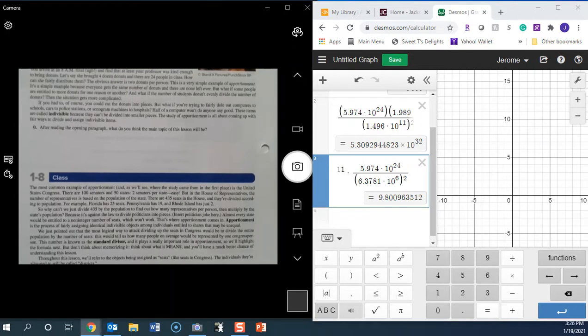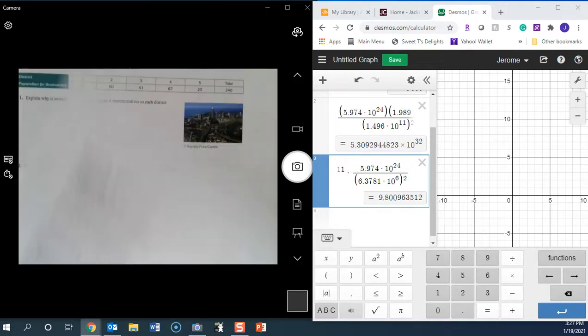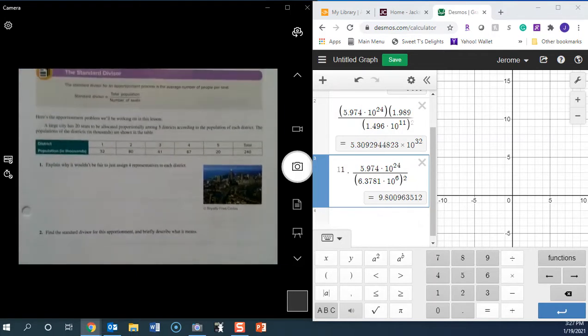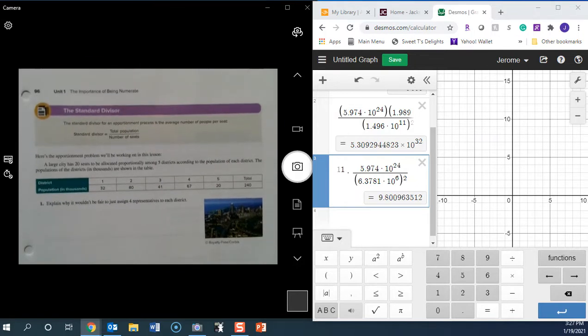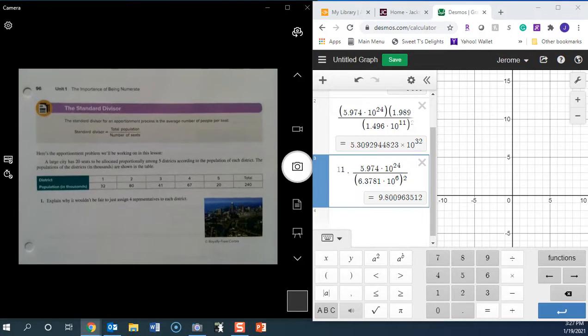Now the number is known as the standard divisor, and it plays a really important role in apportionment. So we'll highlight the formula next, but don't think about memorizing it. Think about what it means, and you'll have a much better chance of understanding this lesson. Okay, so now we're going to move on to page 96. You have the formula at the top here. It says the standard divisor for an apportionment process is the average number of people per seat. So we have standard divisor, total population, all over number of seats.